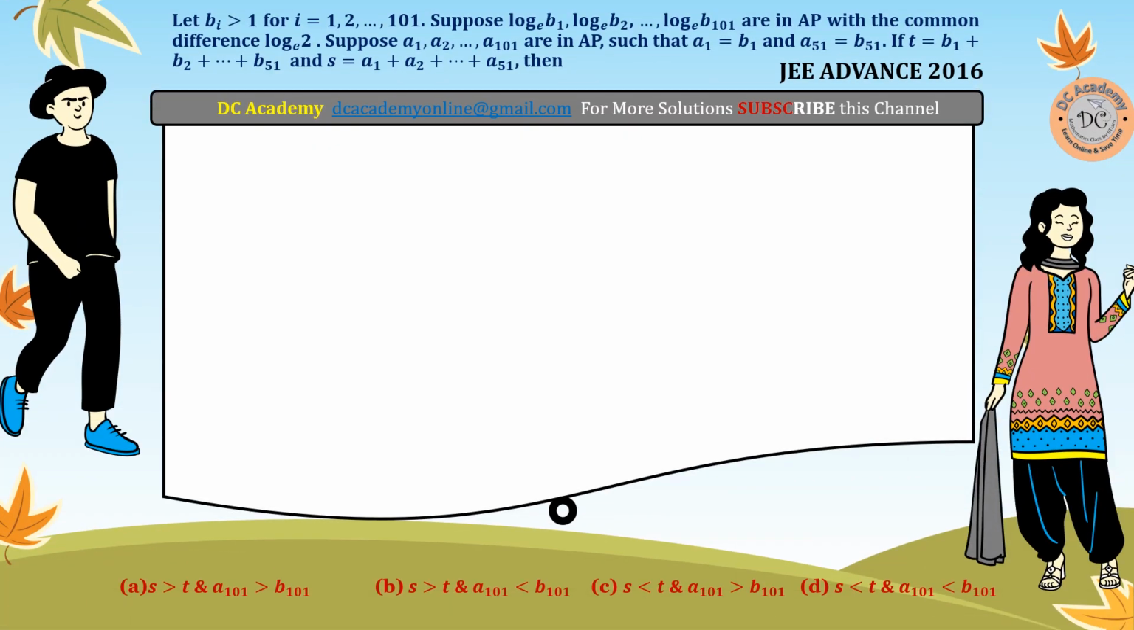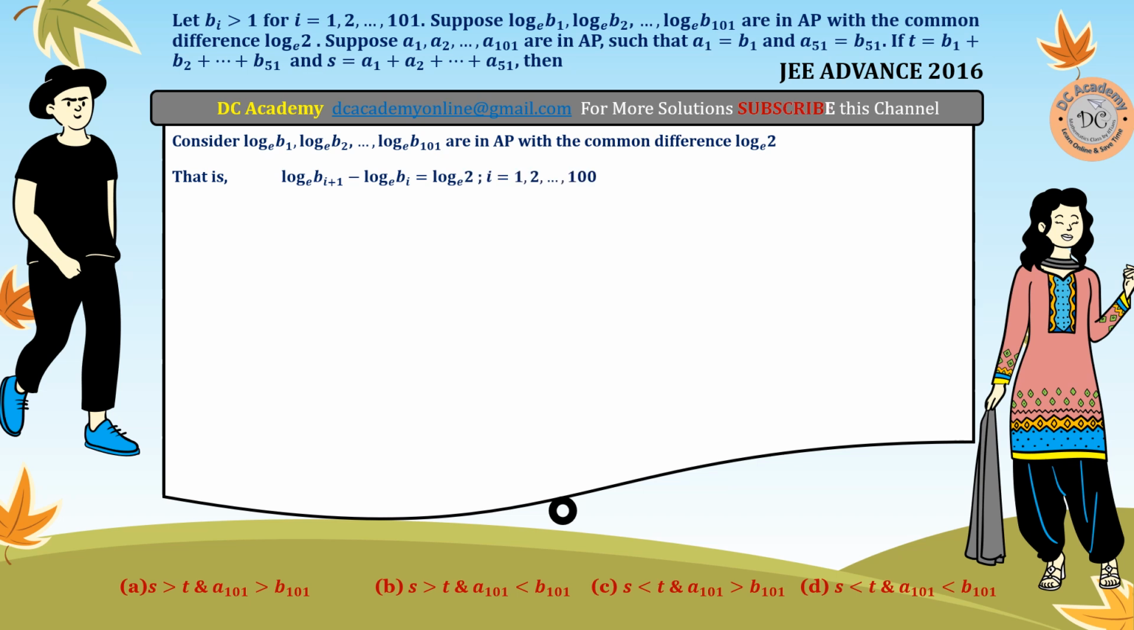To solve this problem, first we consider the series in AP which contains the log terms. That is, log B1, B2, up to B101 are in AP. So we can identify the common difference, the difference between two consecutive terms. Here we consider that log of Bi plus 1 minus log of Bi is equal to log of 2. That's the common difference. And the index i appears from 1 to 100.